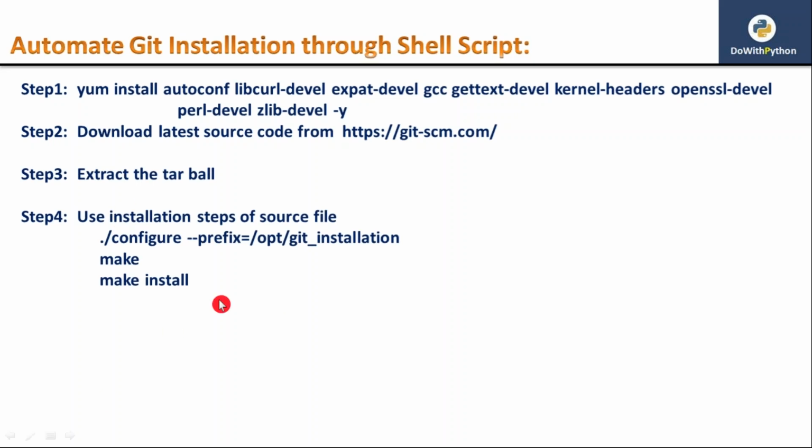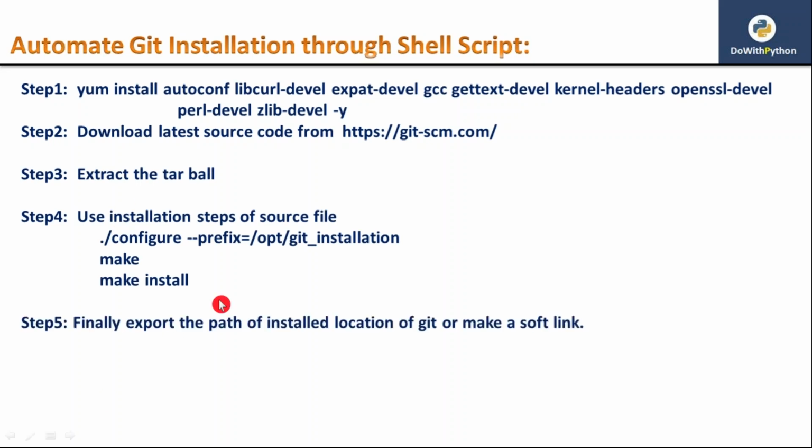After completion of these three steps, finally you have to export the path or create a soft link. If you export the path, then you can run Git from anywhere. Or if you create a soft link in the existing system paths, again you can run Git from anywhere. That is the advantage, right?